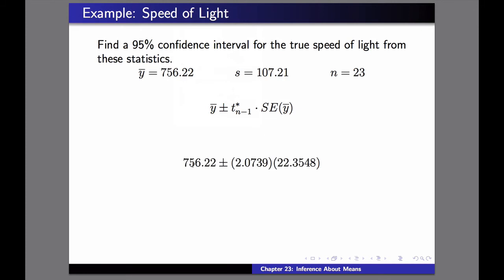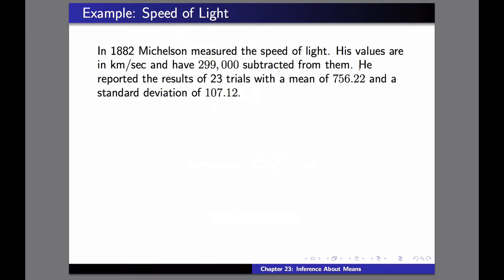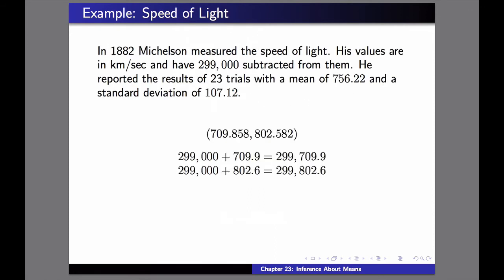This means our observed y bar right here, plus or minus this product. Those are the two values I just found. And I get an interval of 709-ish to 802-ish. Okay, so let's interpret this. Here's my problem again. Here's my context. Here's my interval. Now remember, they said that each of those values had 299,000 subtracted from them. So I'm going to go ahead and add them back here, and there they are.